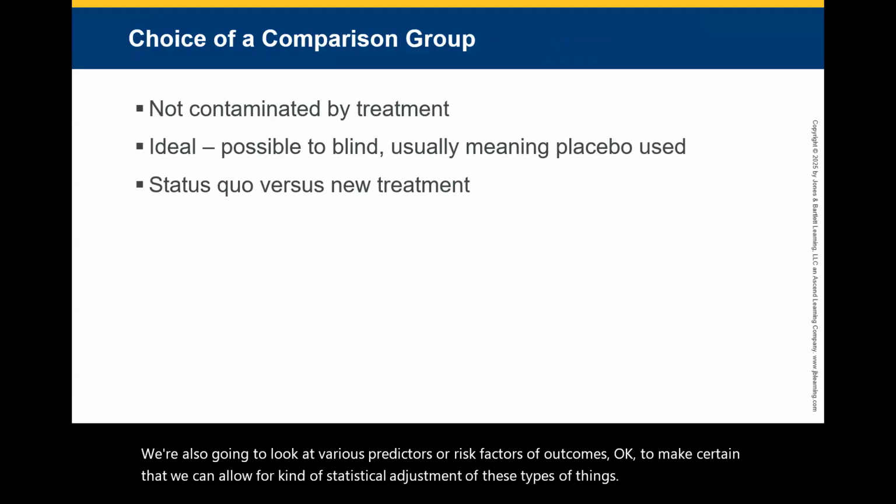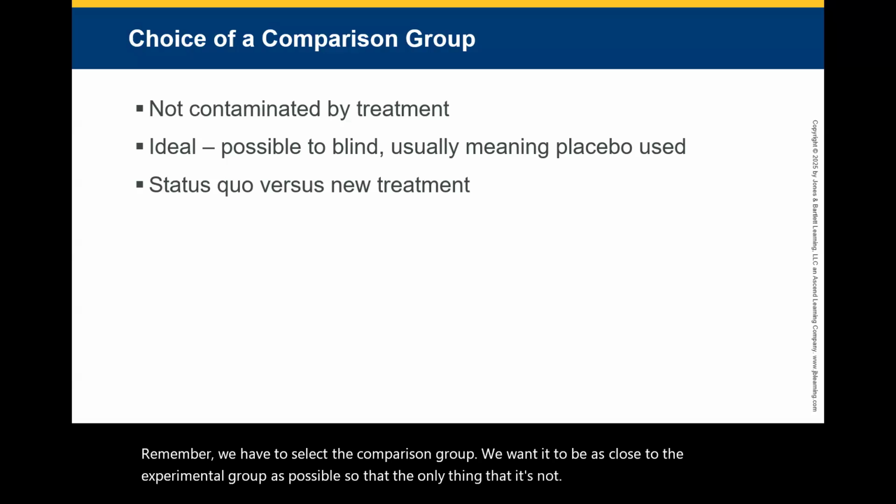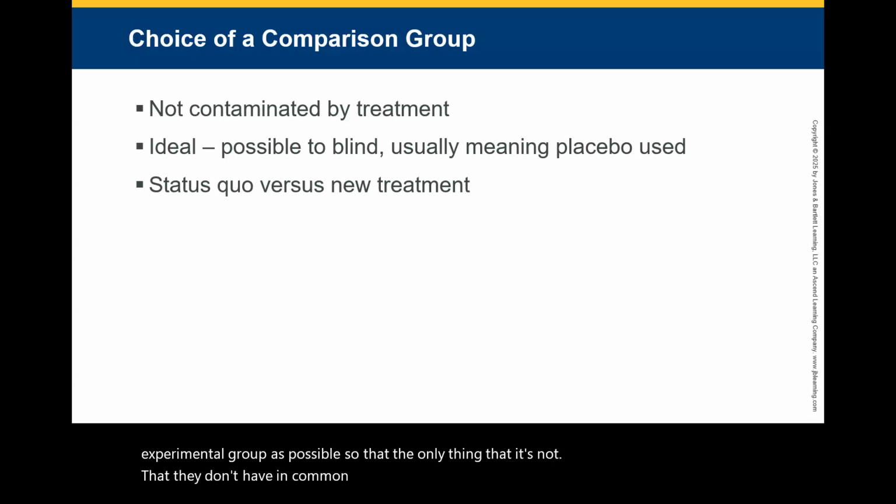Remember, we have to select the comparison group. We want it to be as close to the experimental group as possible, so that the only thing that they don't have in common is the treatment. We typically prefer to blind, and this would also include using a placebo.